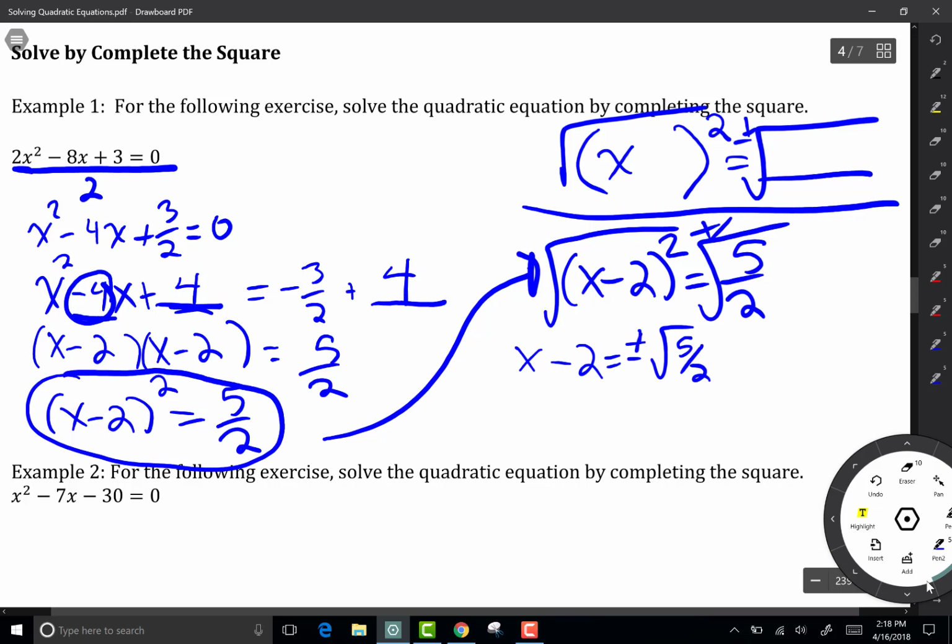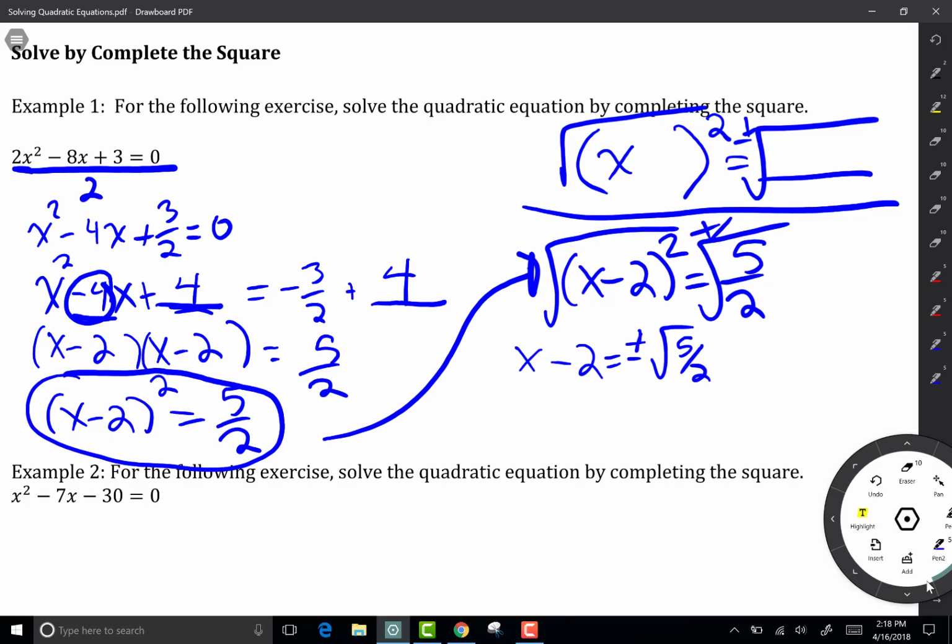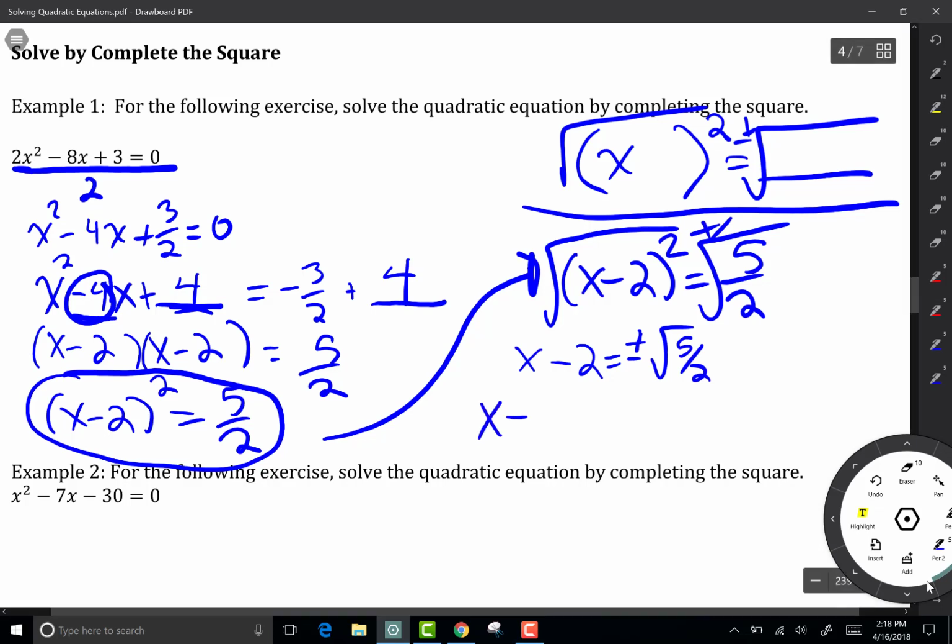And now to finish solving for x, I just add 2 to both sides. So I have x is equal to 2 plus or minus the square root of 5/2. So I have two answers. I have 2 plus the square root of 5/2 and 2 minus the square root of 5/2.